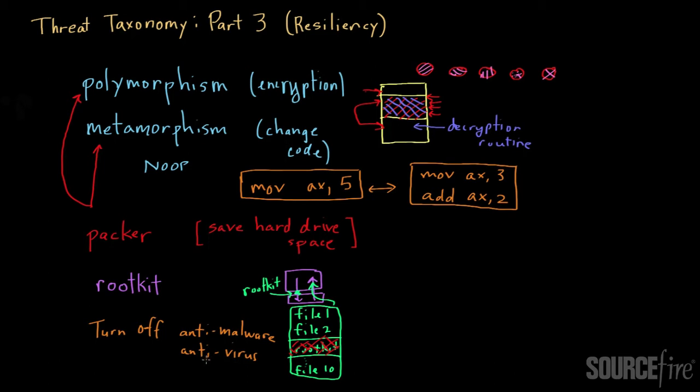So for example, one of the most common things a piece of malware will do is find what's called the hosts file on the system. There's often a file on a system called the hosts file, and for most systems it's actually empty, but it can be used to map domain names to IP addresses.